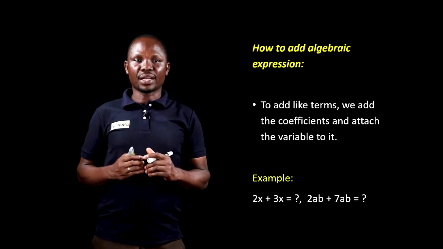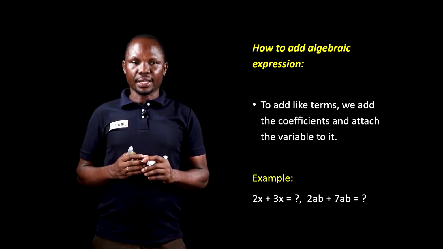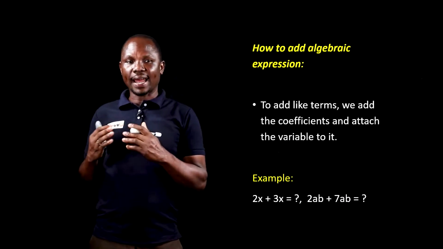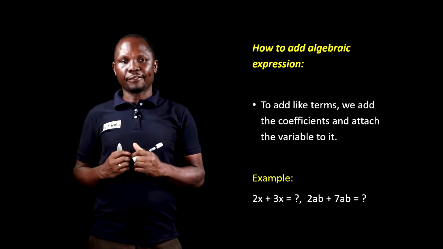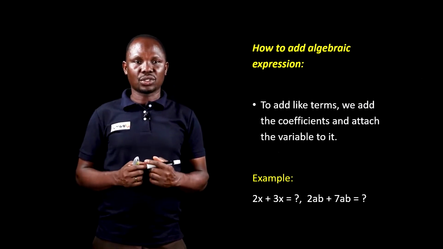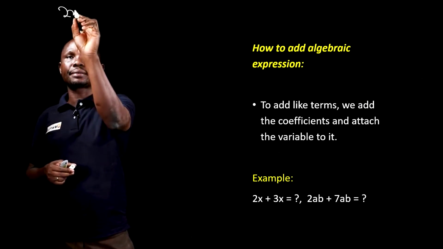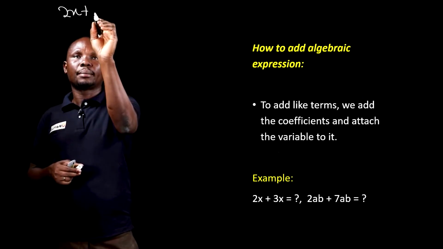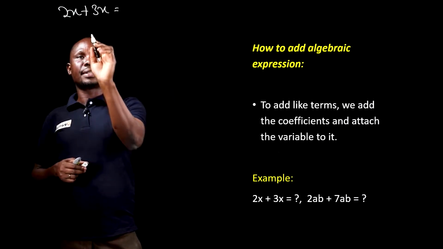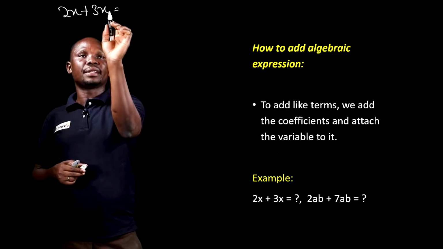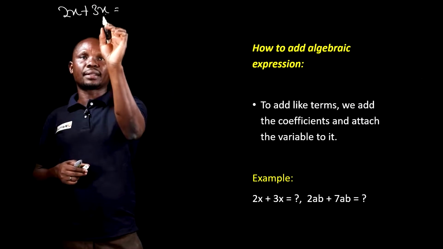We'll start the lesson by looking at how to add algebraic expressions. To add algebraic expressions, they have to be like terms. And in adding like terms, we add the coefficients and we attach the variable to it. So for example, if we have 2x plus 3x, because they are like terms, the variable here is x and this variable is also x. The power here is 1 and the power here is also 1. So they are like terms.